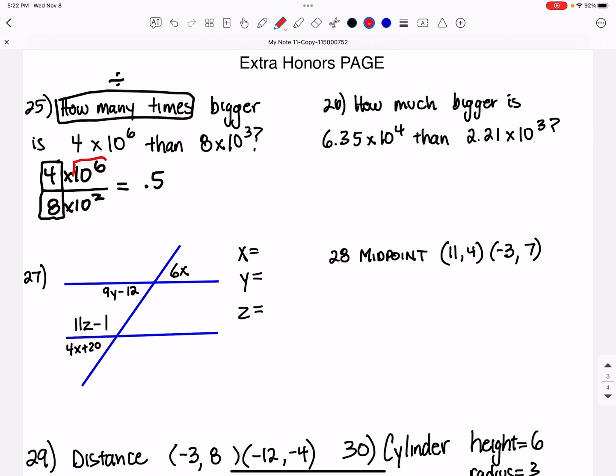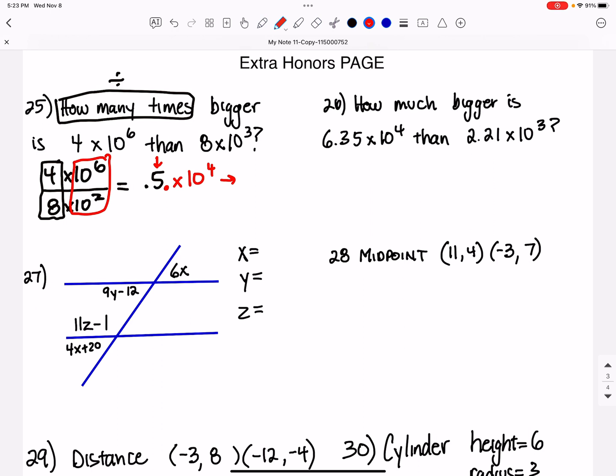Then 10 to the 6th divided by 10 to the 3rd, that's power rules, so that's just subtraction, so this is times 10 to the 3rd. But this is not scientific notation. It looks like it, but it's not, because the first number has to be between 1 and 10, meaning the decimal has to come after the first digit. This has to be 5, not 0.5, to be scientific notation.